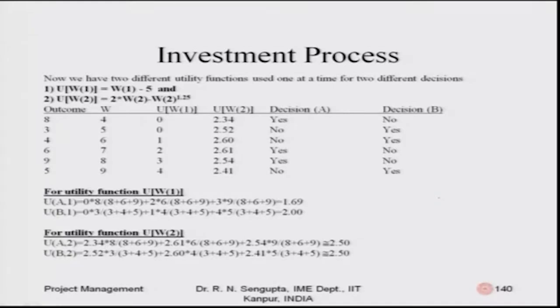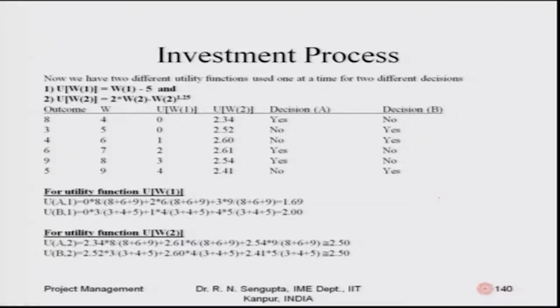Now, for decision A, yes and no's are given. How do I utilize them? Consider the first term. This is the utility value which is coming from here, 0. And why this term 8 divided by 8 plus 6 plus 9? Because out of the outcomes, if you see yes, this is yes, and this is yes. That means 8 divided by the total numbers, which is 8 plus 6 plus 9. Similarly, for the second one, which is yes, is 2 utility multiplied by 6 divided by 8 plus 6 plus 9. For the last one, which is yes, is 3, and the corresponding probability of that is 9 divided by 8 plus 6 plus 9. It comes to 1.69.